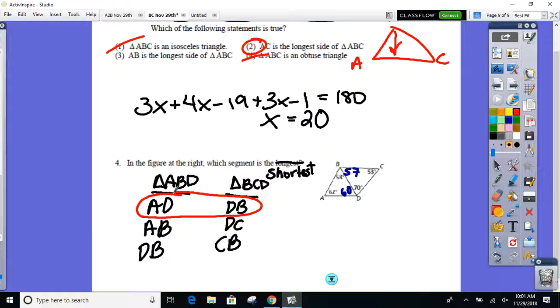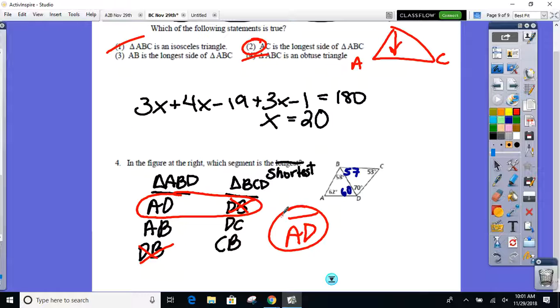Because how many sides over here? How many sides are shorter than it? Two other sides are shorter than it over here. Everyone see that? So it can't be DB because there's two other sides shorter. And out of AB and AD, which one's the shorter side? AD. So it's got to be AD. We all good there? Okay, can't be DB because there's two shorter sides.